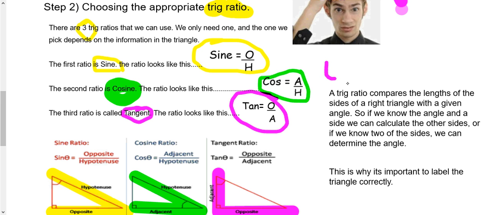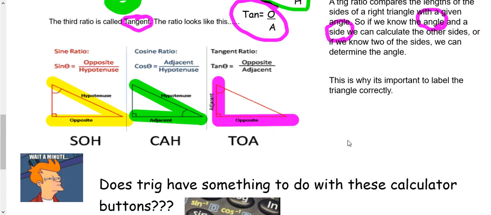So if we look here, a trig ratio compares the lengths of the sides of a right triangle with a given angle. So if we know the angle and a side, we can calculate the other sides. And if we know two of the sides, we can determine the angle from the lesson we had before, because there's just no other way to build that right angle triangle if you're going to have those two things that are the same. So that's why it's important to label this guy correctly.